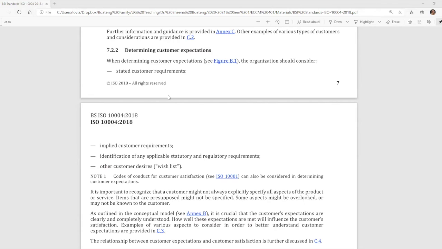Then we can also talk about identification of any applicable statutory and regulatory requirements.